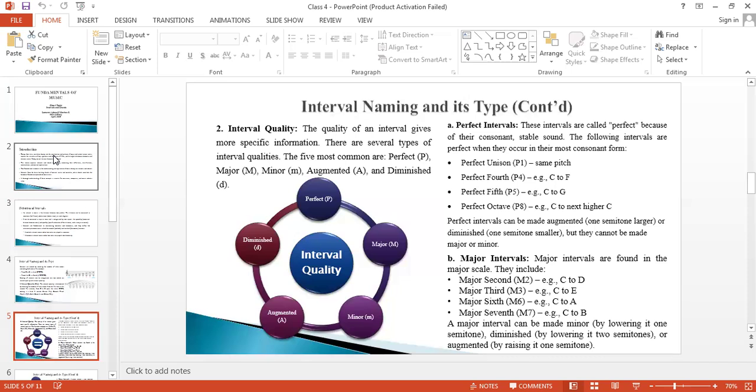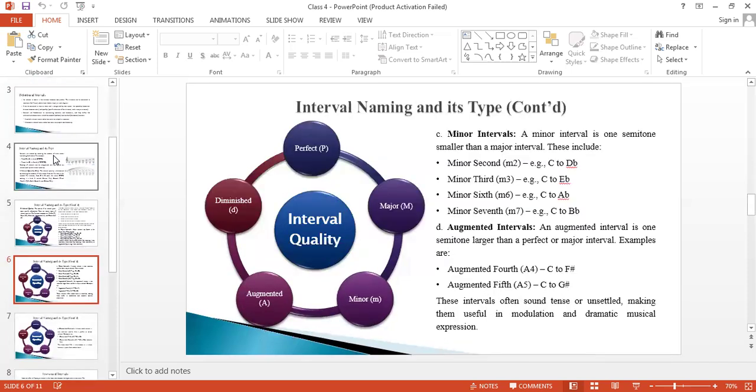Now, we have the second one to be the major interval. Major intervals are found in major scales. They include major second, major third, major sixth, and major seventh. You can see it as listed there. Major intervals can be made minor by lowering it by a semitone, diminished by lowering it by 2 semitones, or augmented by raising it 1 semitone.